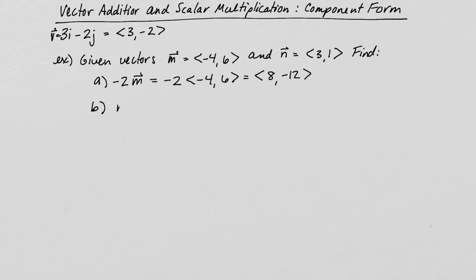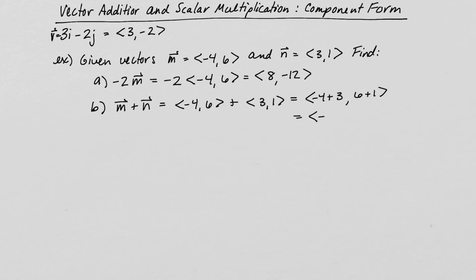And b, vector m plus n, is going to be the negative 4, 6 plus 3, 1, which is going to give us negative 4 plus 3, comma 6 plus 1, or negative 1, comma 7.